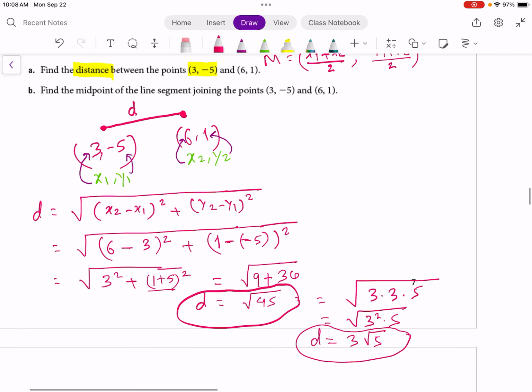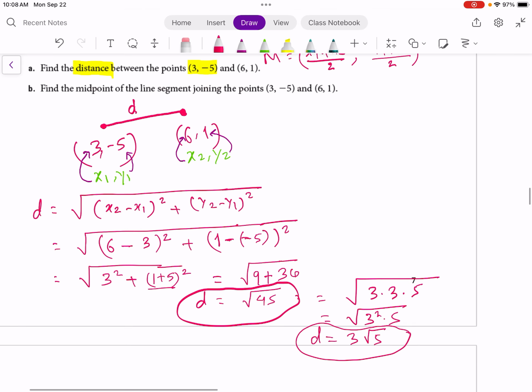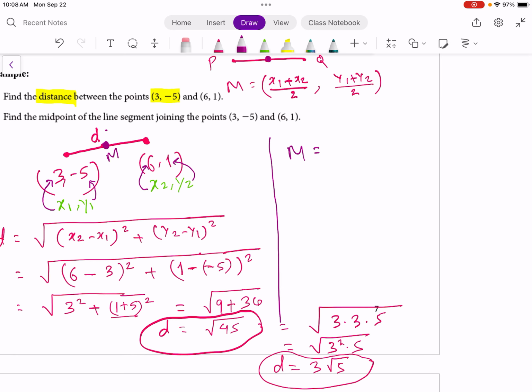And in part B, we are asked to find the midpoint of the line joining these 2 points. So our target now is finding the midpoint. We have a middle point, so let's call this midpoint M. We have to find the coordinate of this middle point M. The coordinate is, you take the average of the x coordinates, which means x1 plus x2 divided by 2, and the average of the y coordinates, y1 plus y2 divided by 2.